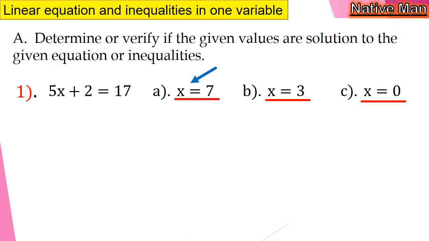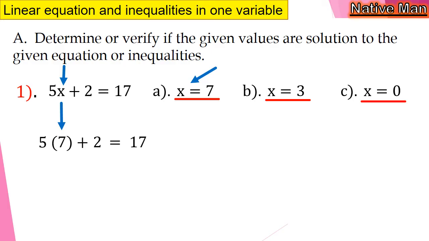Let's start with letter A, x is equal to 7. How do we verify? We just substitute the value of x, or the variable x, into our equation. 5x means 5 times x. So 5, then the value of x which is 7, so 5 times 7. Then bring down, plus 2 is equal to 17.